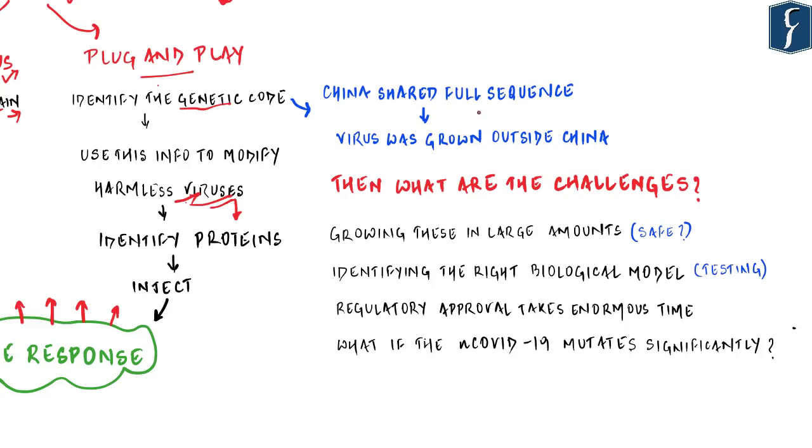Now we know that China has shared the full sequence of all the strains of coronavirus with the global community. And you will be surprised to know that the virus has been artificially grown outside China in the labs as well. Then what are we waiting for? What are the challenges which are causing this delay in the development of these vaccines?